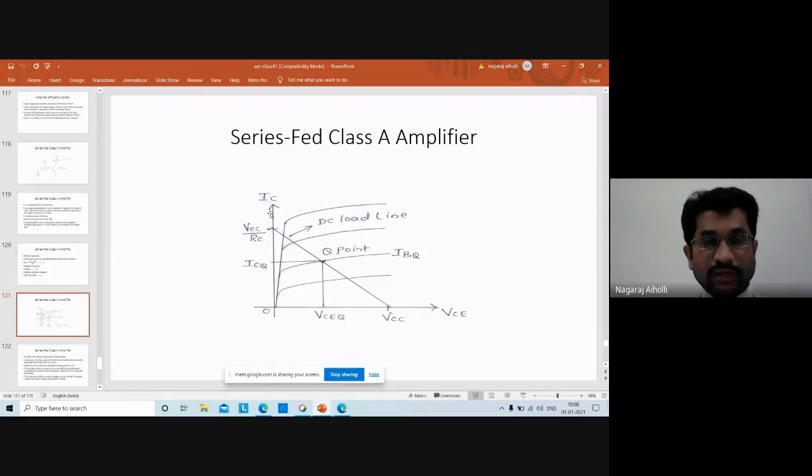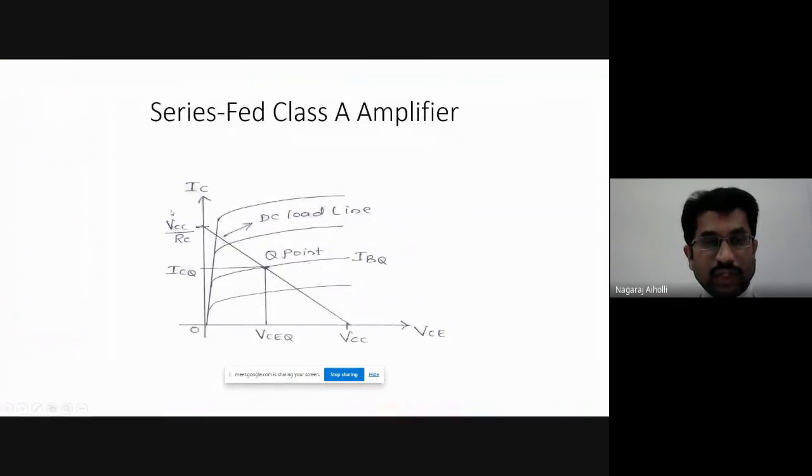Now, whatever points we are getting on the y-axis and the x-axis, join these 2 points. Join the point on the y-axis with the point on the x-axis. This line, joining the point VCC by RC and the point VCC, is called the load line or the DC load line. Wherever this DC load line cuts the base current curve, that is called the Q point, or the quiescent point, or the operating point.